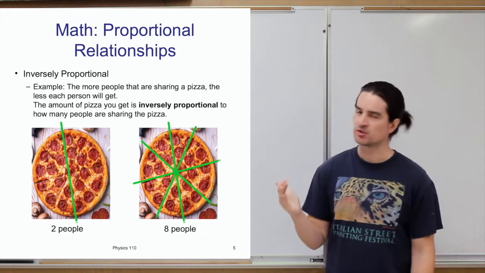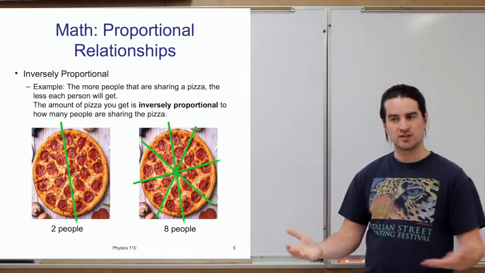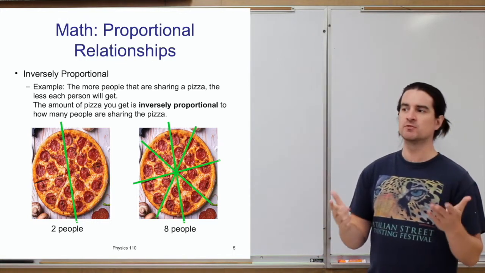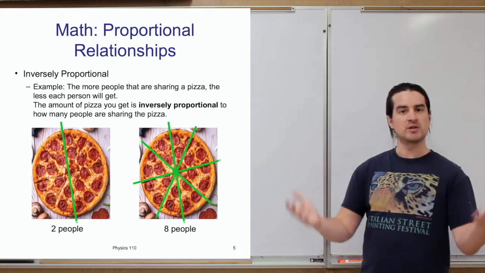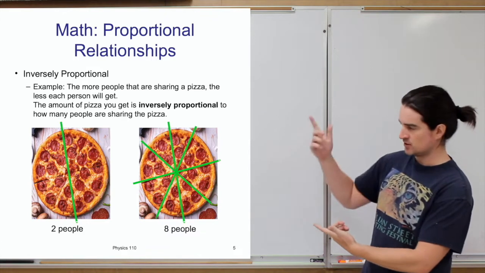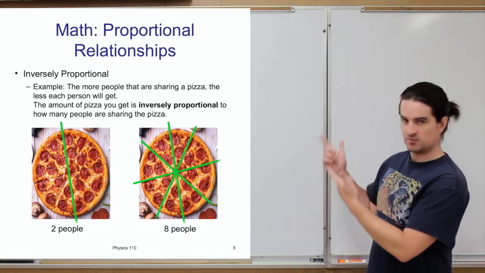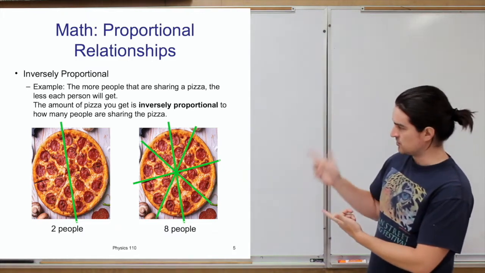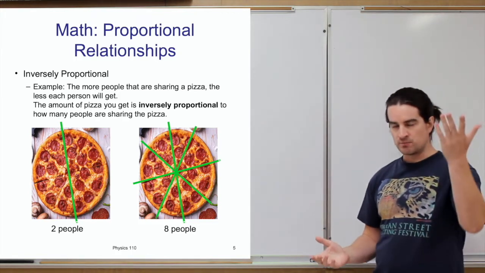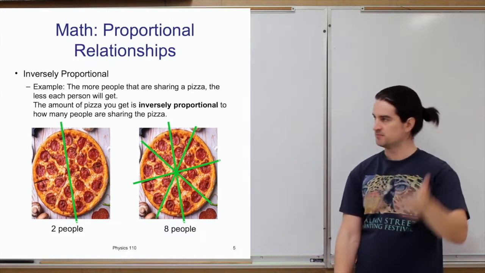Okay, so we could use a similar example for something that's inversely proportional. If you have a pizza and you're sharing it, the amount of pizza that each person gets is inversely proportional to the number of people sharing it. If you just have two people sharing a pizza, you can cut the pizza in half, and each person gets half of that pizza. If you have 8 people sharing that pizza, and you're going to be nice and give everybody equal portions, then you cut that pizza into 8 pieces, and everybody only gets 1/8 of the pizza. So the more people there are sharing this pizza, the less each person is getting. Right? So this is an inverse relationship.